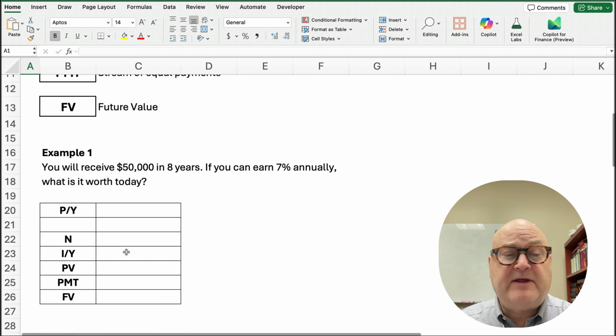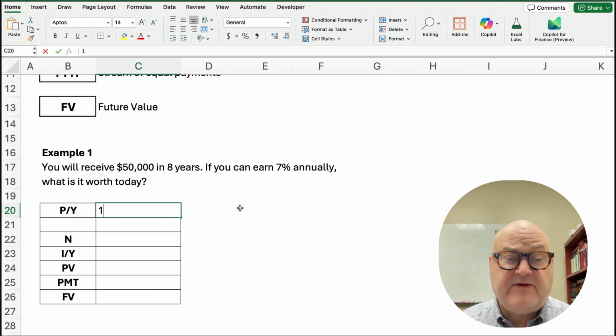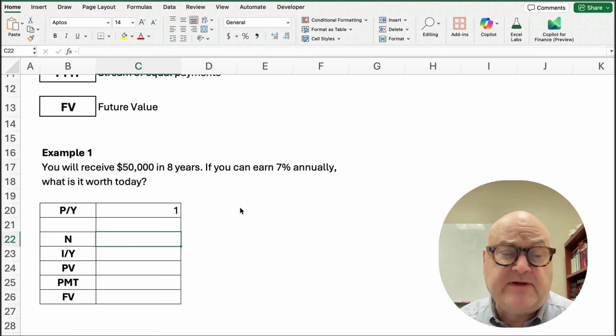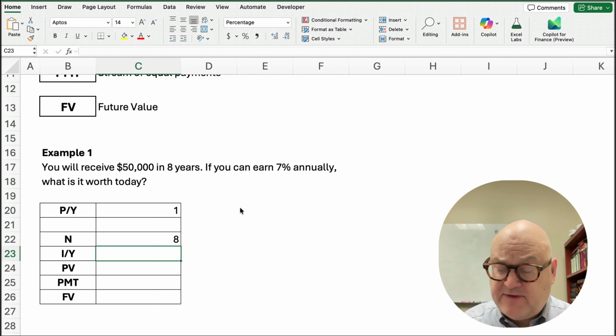So our first problem is you'll receive $50,000 in 8 years. You can earn 7% annually. What's it worth today? Well, periods per year. This is the compounding frequency. This is 1 period per year. And what is the number of periods? Well, the periods are in years in this problem, so it's 8 periods. The interest rate is going to be 7%.